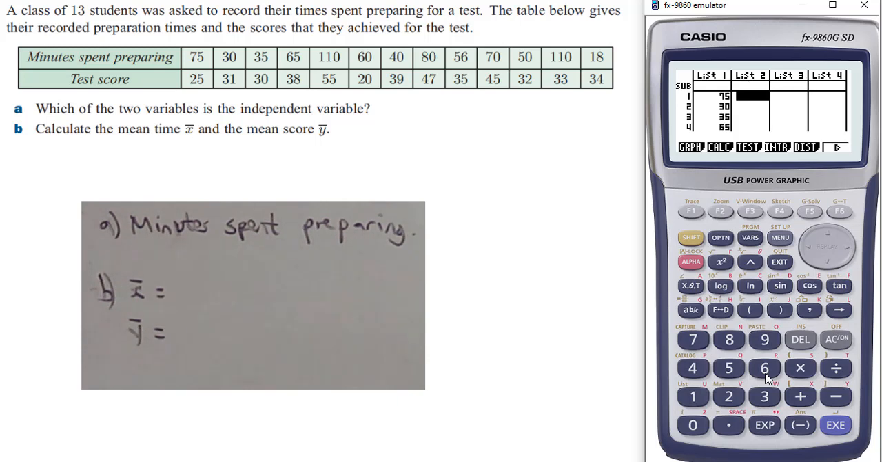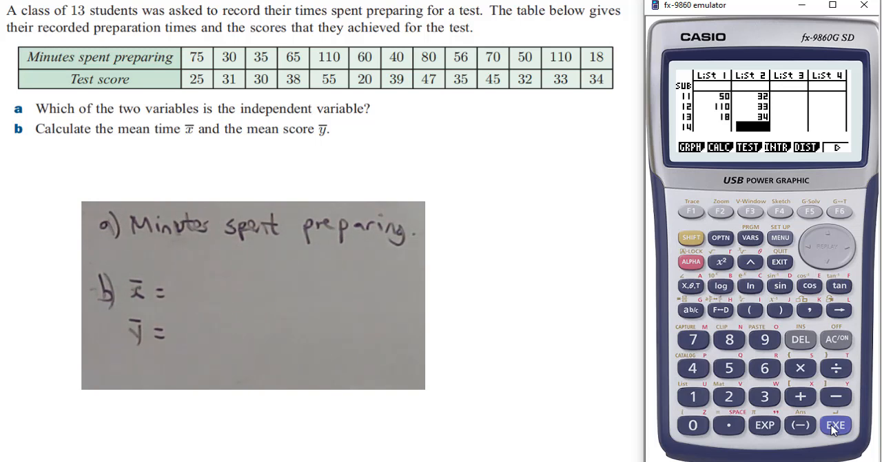25, 31, 30, 31, 30, 38, 55, 20, 20, 39, 47, 35, 45, 32, 33, and 34. So it's not the most exciting thing in the world to do, but it needs doing, unfortunately.